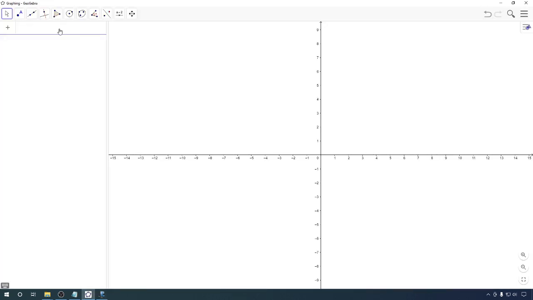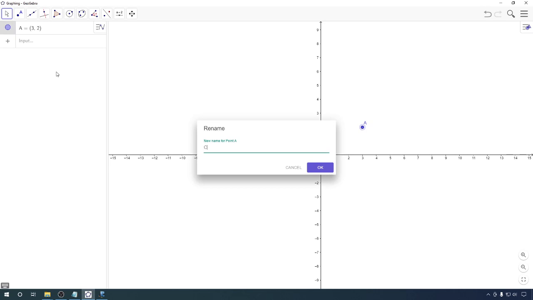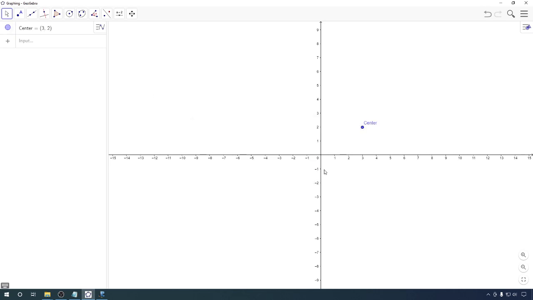So let's go ahead and plot a particular one. Just off the top of my head, let's take a center of (3, 2). We have a point here. Let's even go ahead and rename this, we'll call this center. That's going to be the center of our circle. Now we want to look at the circle around the center with a radius of, say, we can go out to 5.